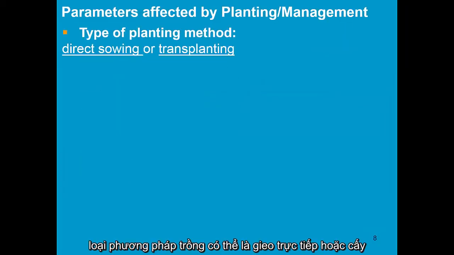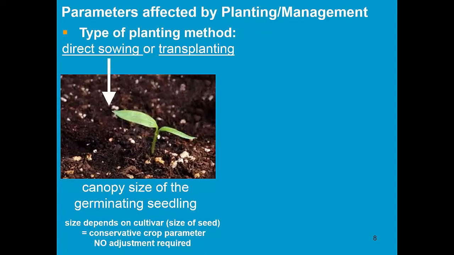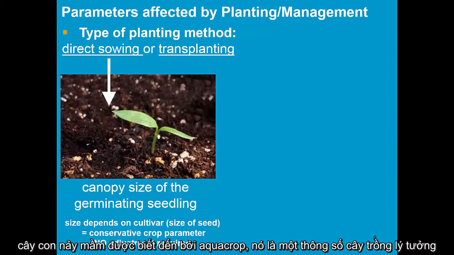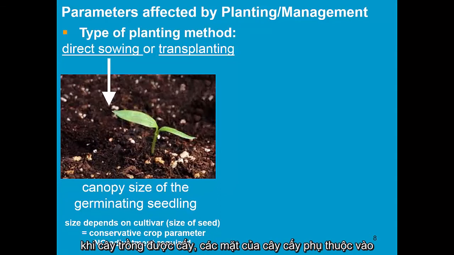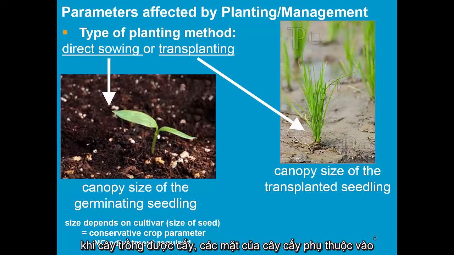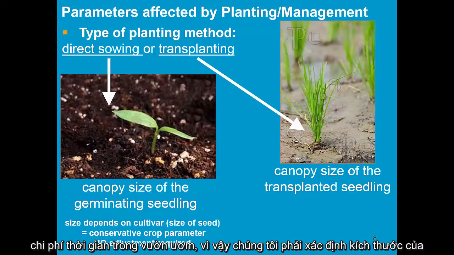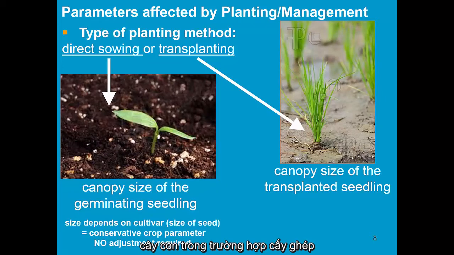The type of planting method can be direct sowing or transplanting. If we have direct sowing, then the size of the canopy of the germinating seedling is known by AquaCrop. It is a conservative crop parameter. When a crop is transplanted, the size of the transplanting seedling depends on the time it spends in the nursery, so we have to specify what is the size of the seedling in case of transplanting.